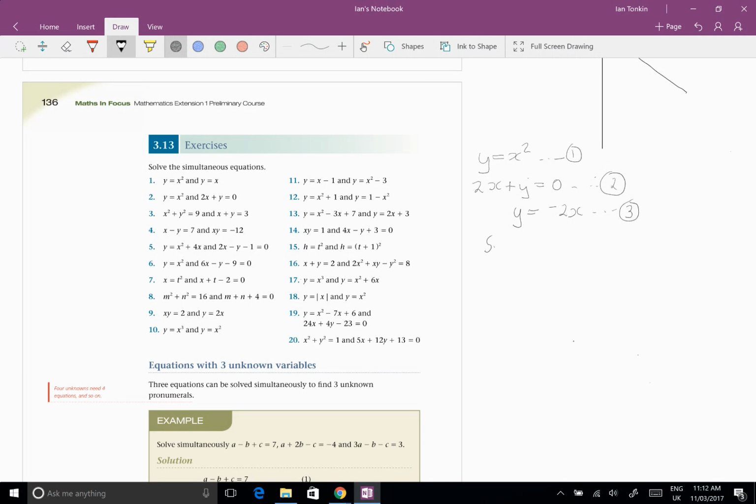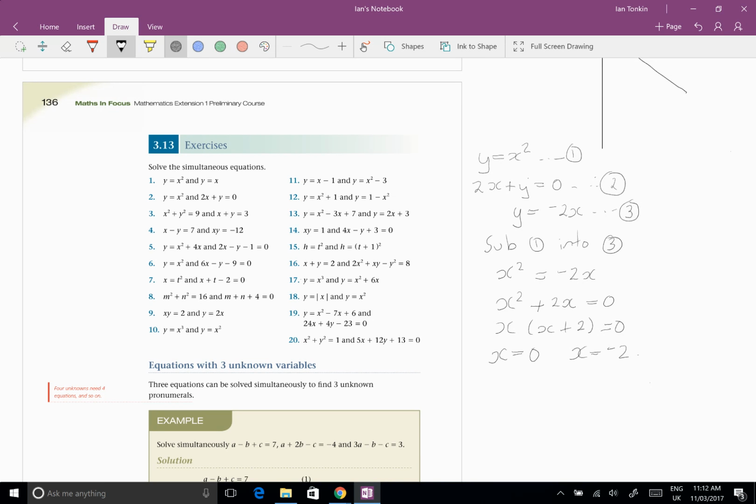And I'll sub 1 into 3. And that'll give me x squared equals minus 2x. In which case I can now just add that 2x over. I can factorise. And I'll get x equals 0 and x equals negative 2.